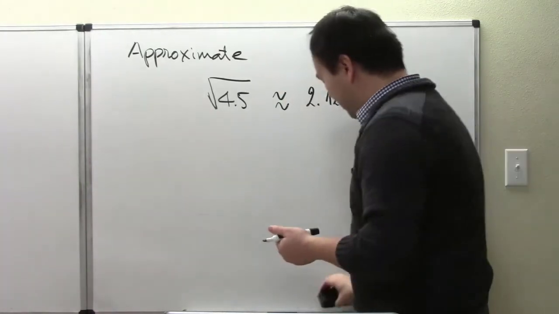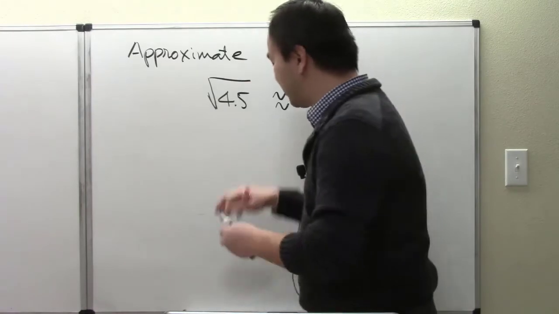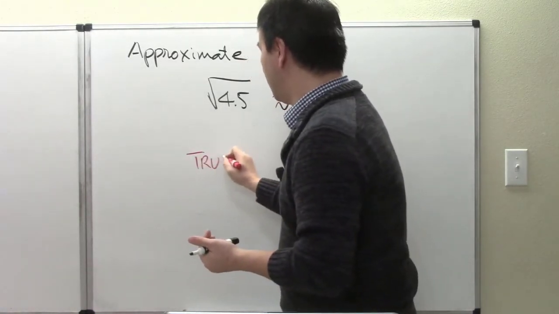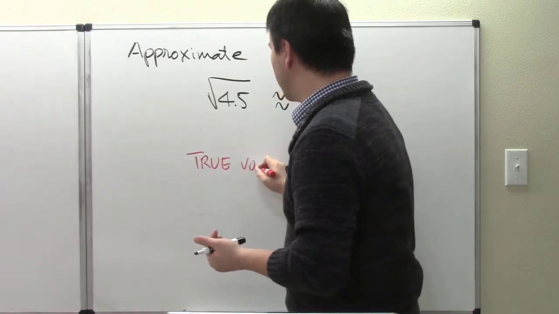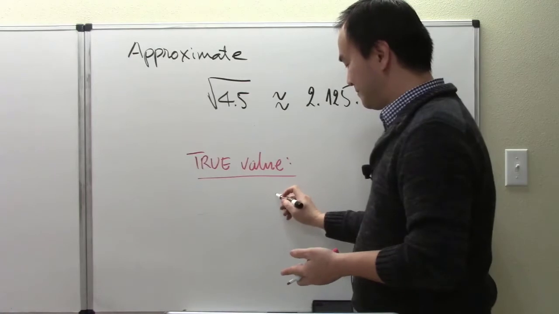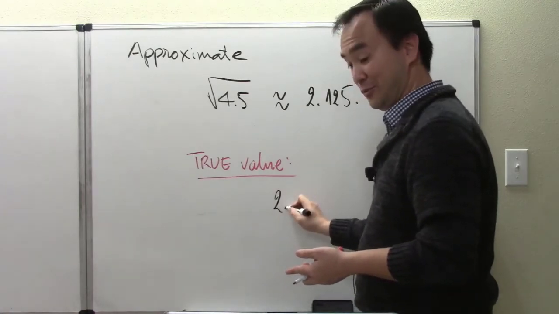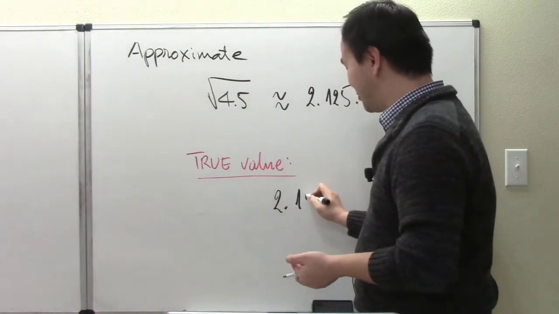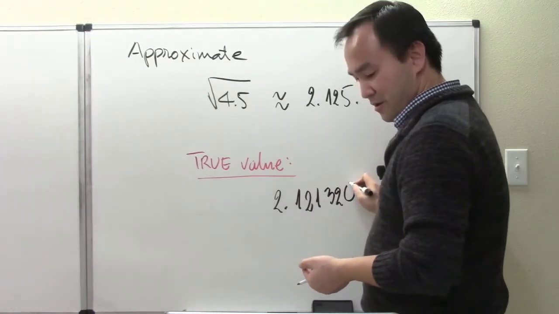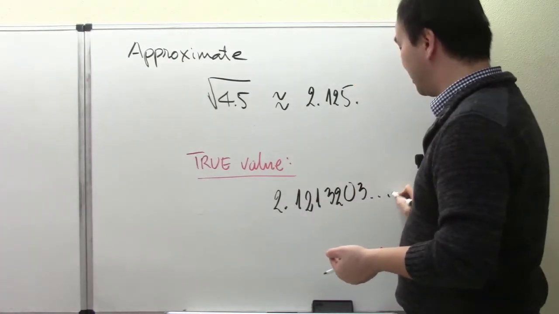Okay. Now I'm going to have to highlight what I'm about to write on the board here. True answer. Okay, the true value, the true answer. The true answer of square root of 4.5 is 2.12... 13203 and a lot longer.